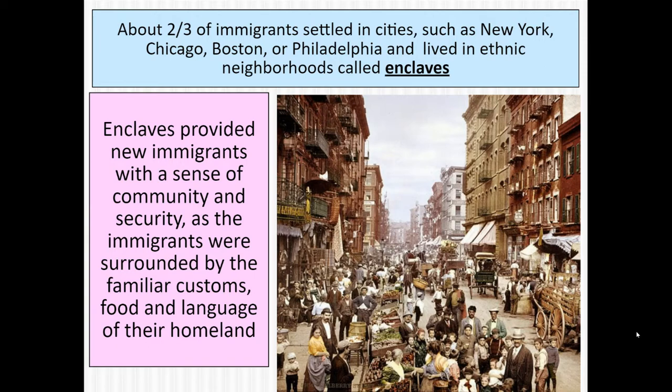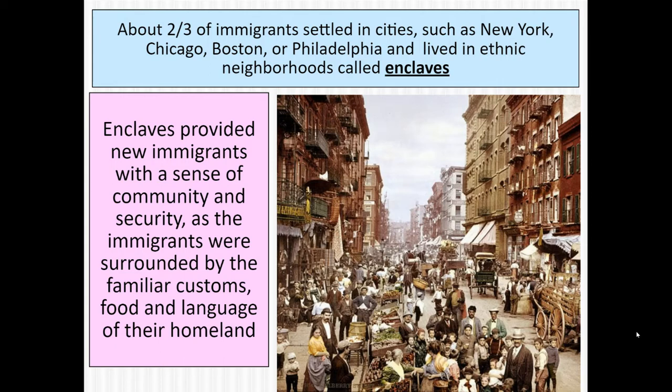About two-thirds of all immigrants will settle in the cities such as New York City, Boston, Chicago, and Philadelphia, and they're going to live in ethnic neighborhoods called enclaves. And these enclaves will provide them a sense of community, security, where people speak the same language, they eat the same food, they have similar customs. And the picture that you see is of the Lower East Side of Manhattan, that is known as Klein Deutschland at the time. And that's known that way because there are such a huge German population that live there. In fact, the largest German population outside of Germany are going to live there at the time.